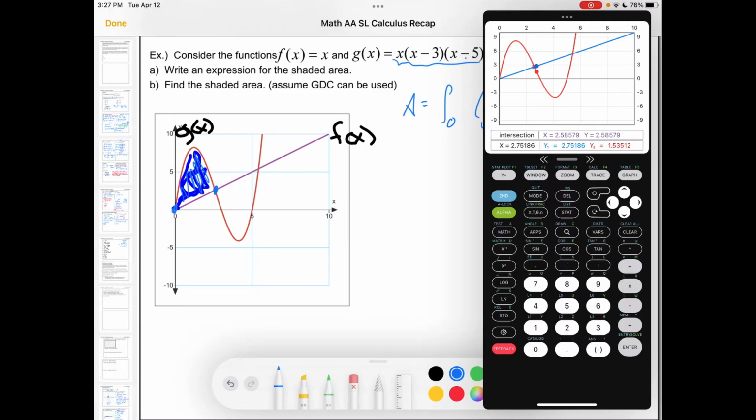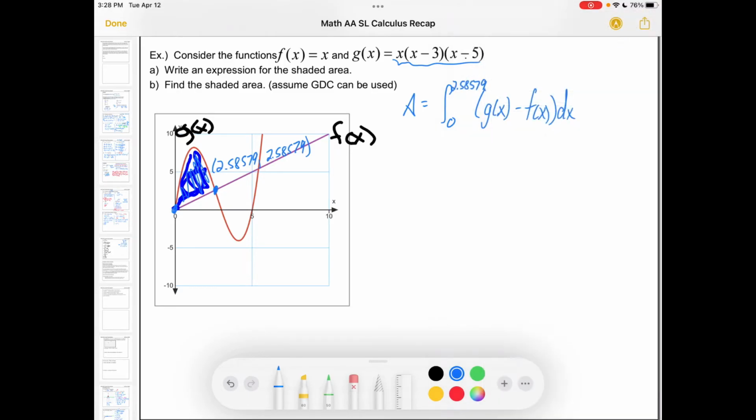But it tells me right there in purple that the point of intersection is 2.58579. That's the x value rather. There's the same y value because it's the curve y equals x. I don't really care about the y value, but that tells me my right-hand boundary. And I should probably keep a bunch of extra sig figs here because it's not the end of the question. So I write that in. I've got the integral from 0 to 2.58579 of g of x minus f of x.